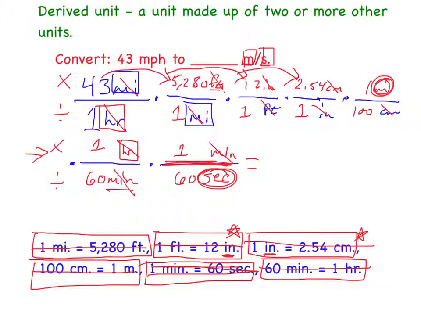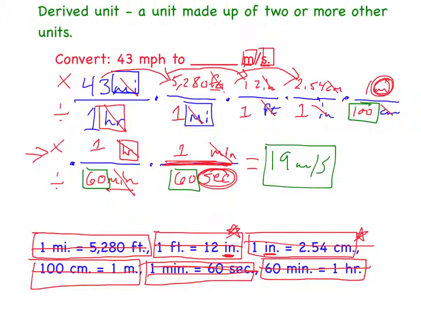Now we're going to have to divide by the things on bottom. So the first thing that we see to divide by other than 1 is 100. So divide by 100 and hit the equal sign. Then divide by 60 and hit the equal sign. And then divide by 60 again and hit the equal sign. And if you do all of that correctly, you end up with 19 meters per second. And I am taking significant digits into account.